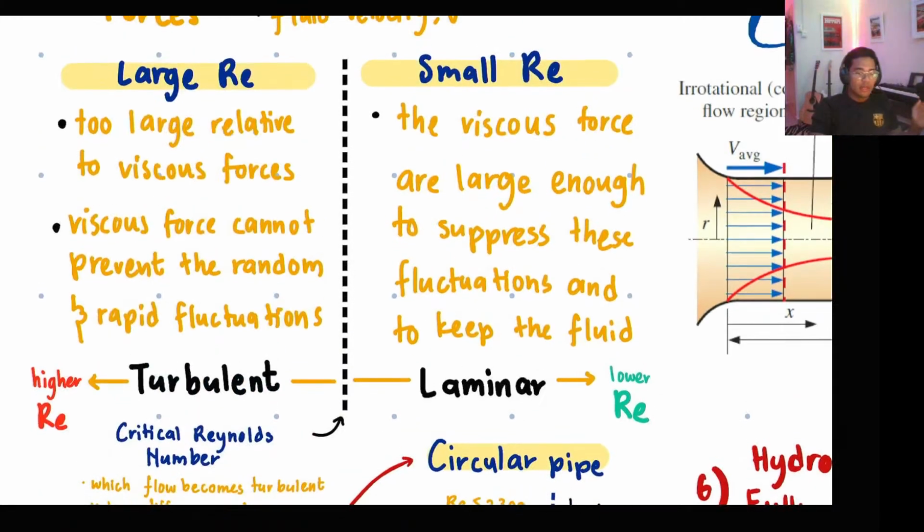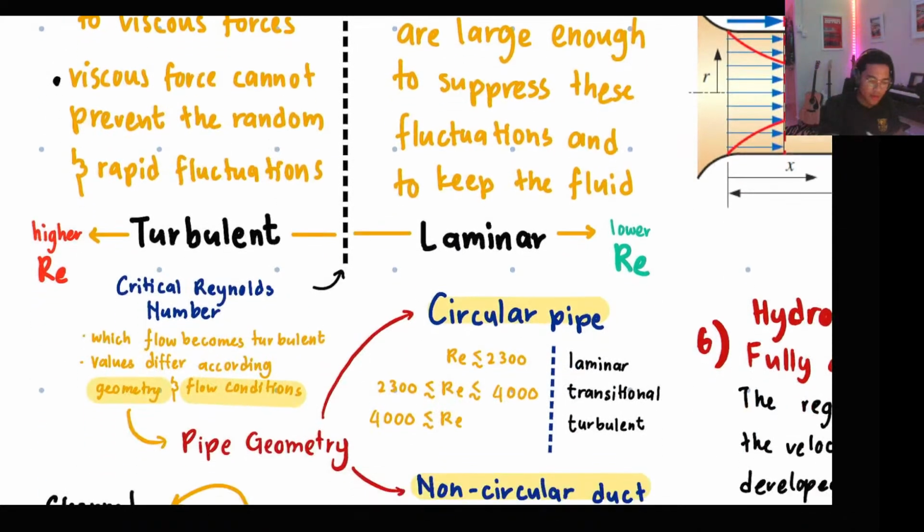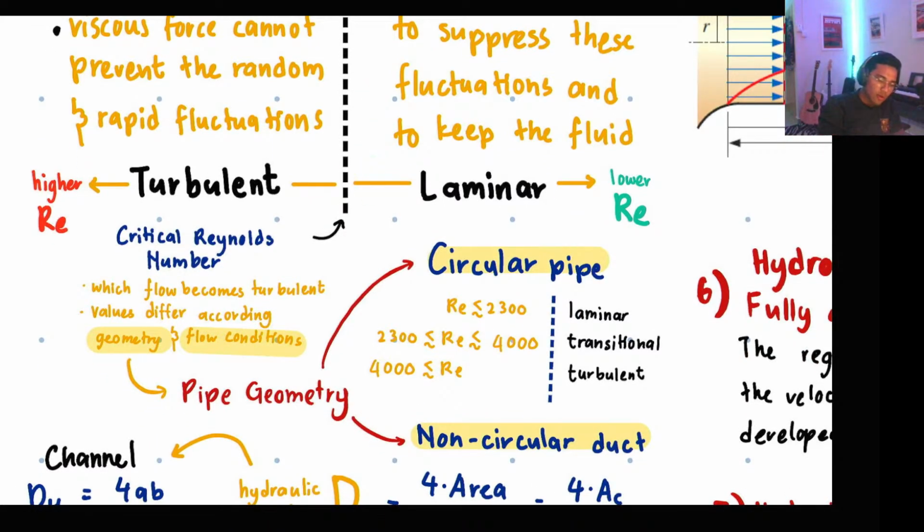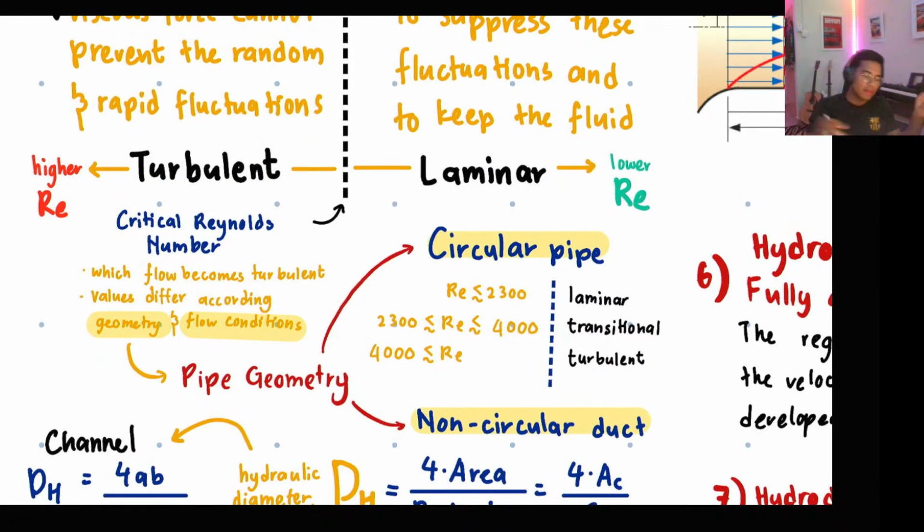So there is a fine line between laminar and turbulent characteristics of a fluid. That's why I put this dotted line. This dotted line is called the critical Reynolds number. If you go below the critical Reynolds number, you will become laminar. Lower Reynolds number usually is laminar. If you go higher than the critical Reynolds number, it will become turbulent. Okay, so that's the principle behind it.